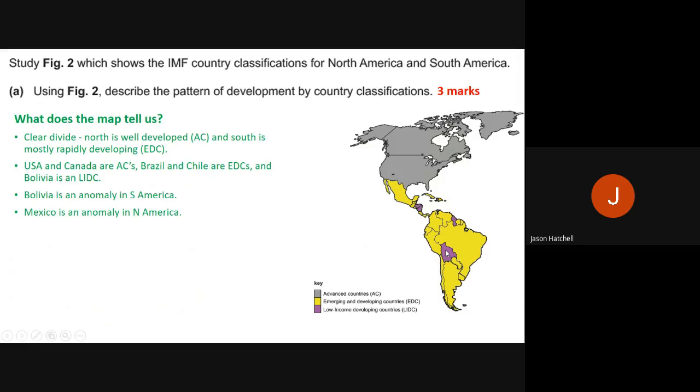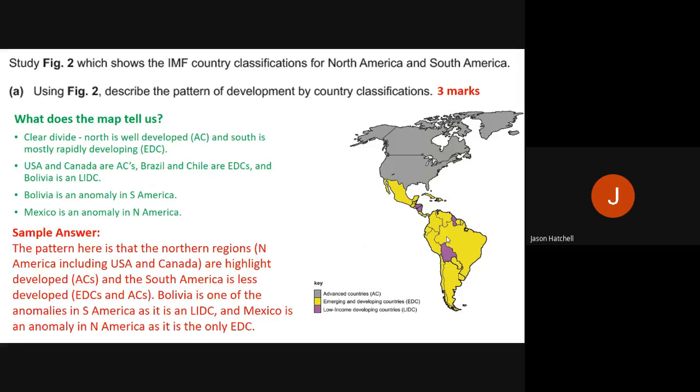And then I might want to pick out some anomalies. So I've said that in North America, we could say that Mexico is an anomaly. And I've also said that in South America, we could say that Bolivia is an anomaly because the rest of the countries that surround it are EDCs, not LIDCs. So that's what the map has told me.